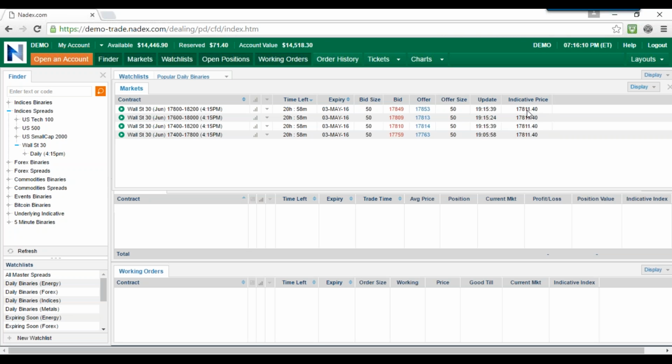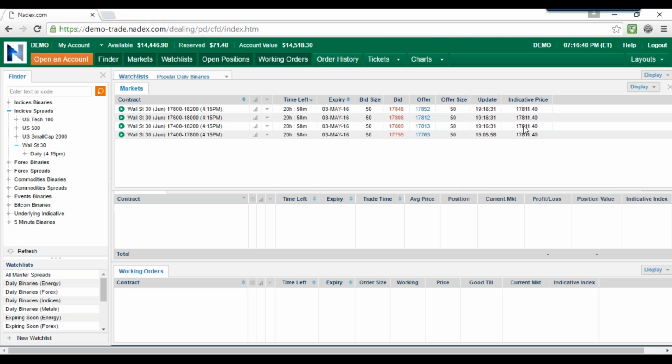Basically, the way that works, you can find this on the Nadex website, is they're taking the last 25 prices, okay, the last 25 orders. They're getting rid of the top 10 and the bottom 10 and averaging the middle 5, okay, to give you this indicative number right here.